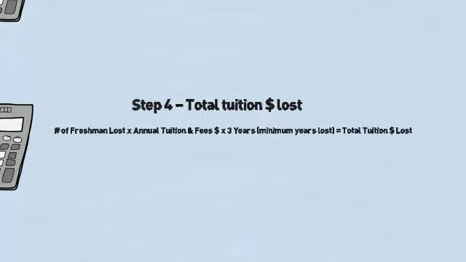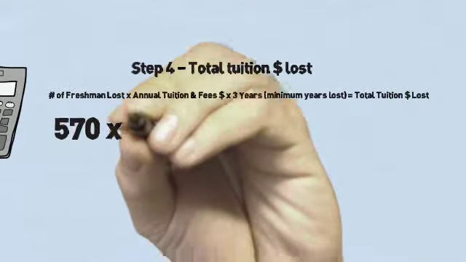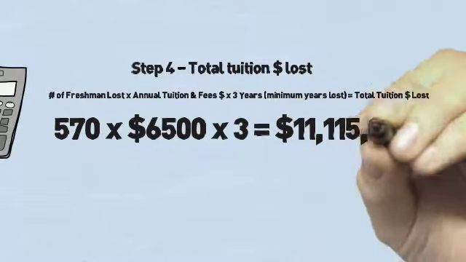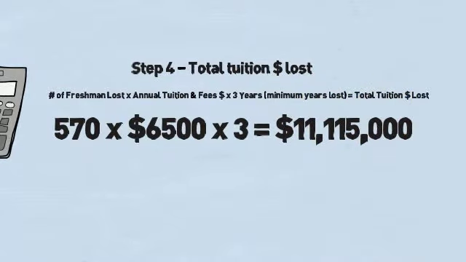For step 4, we're going to calculate the total tuition dollars lost due to attrition. To do this, we take the number of freshmen lost from step 1 and multiply it by the annual tuition and fees. And then we multiply it by a minimum number of years of tuition lost. For our example, we're using 3.